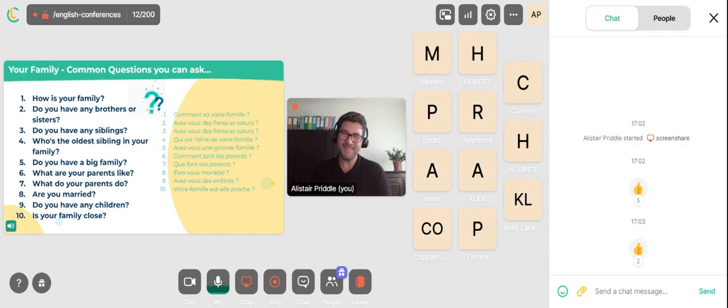Number 1, how is your family? Do you have any brothers or sisters? Or do you have any siblings? Who's the oldest sibling in your family? Do you have a big family? What are your parents like? What do your parents do? Are you married? Do you have any children? Is your family close?